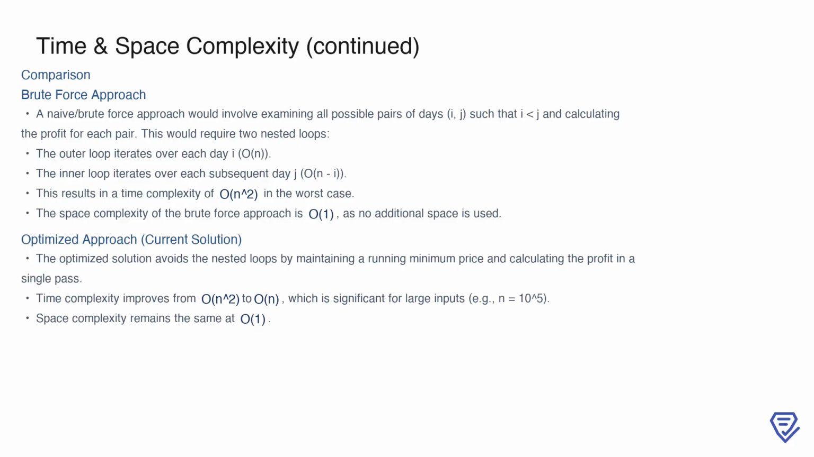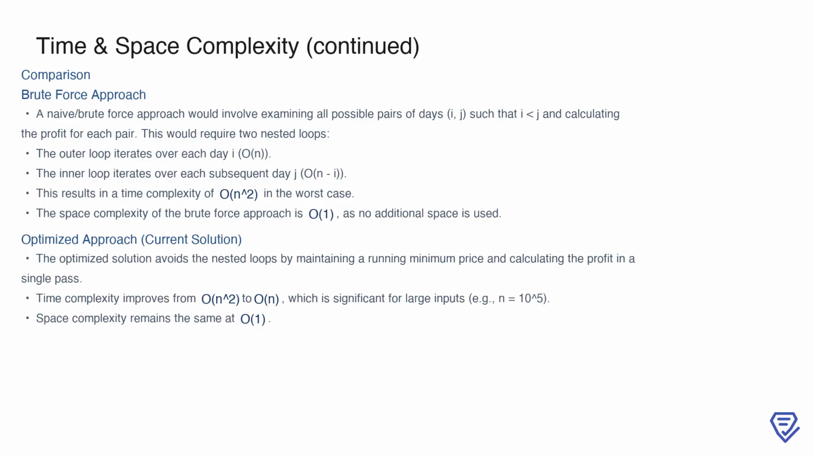In a brute force method, we would examine all possible pairs of days, i, j, where i is less than j, and calculate the profit for each pair. This would involve two nested loops, the outer loop iterating over each day i, which is O(n), and the inner loop iterating over all subsequent days j, which is O(n - i). Combining these loops results in a time complexity of O(n²) in the worst case. However, even with this inefficiency, the space complexity of the brute force approach remains O(1), as no extra storage is used.